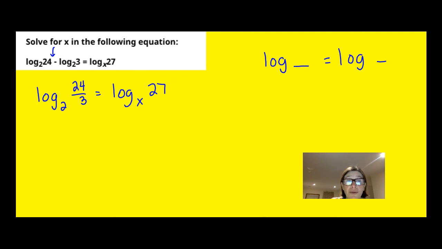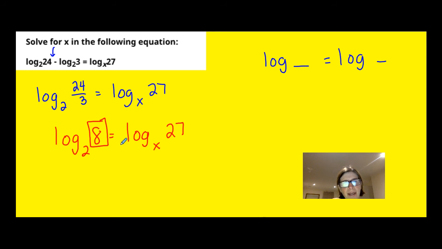Okay. All right, so this one's going to give me log base 2 of 8 equals log base x of 27. Well, that's kind of funny because 8 and 27 don't necessarily relate to each other, do they? All right, so I'm going to try and figure out ways for me to rewrite this. So if I think about this a little bit, I could write 8 as a base 3 number. So I could rewrite 8 as 2 cubed.